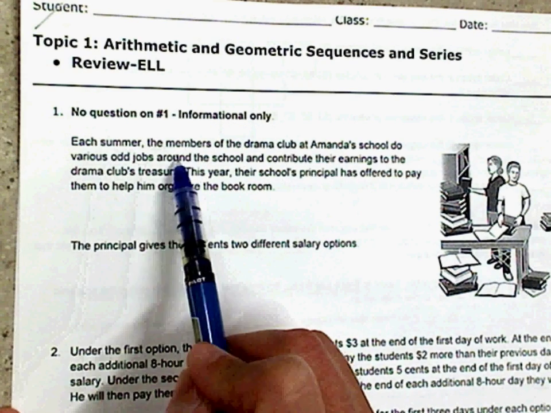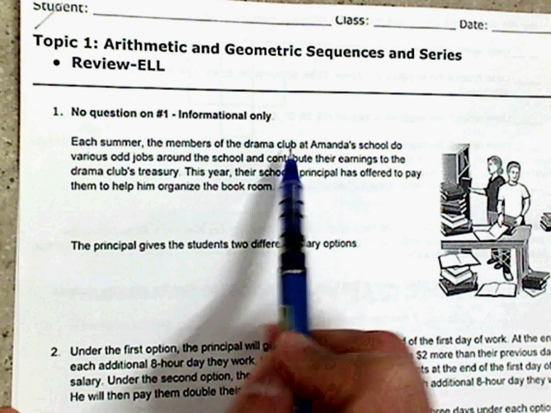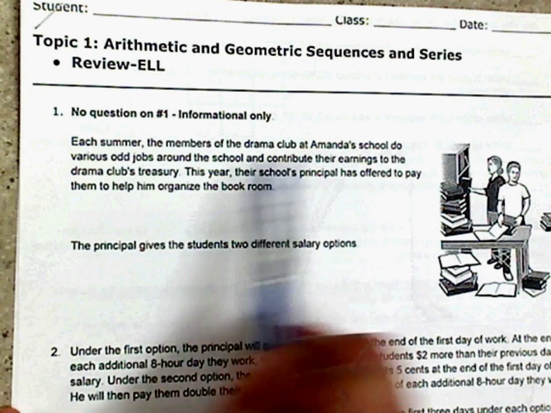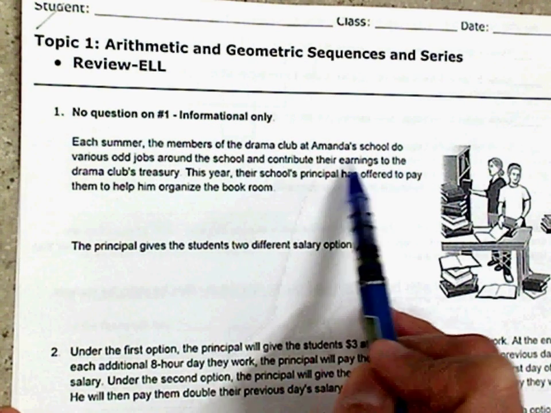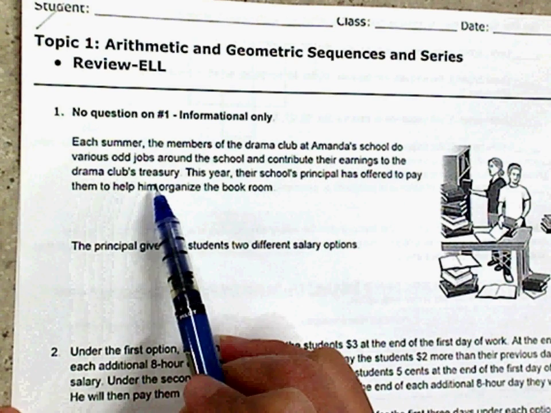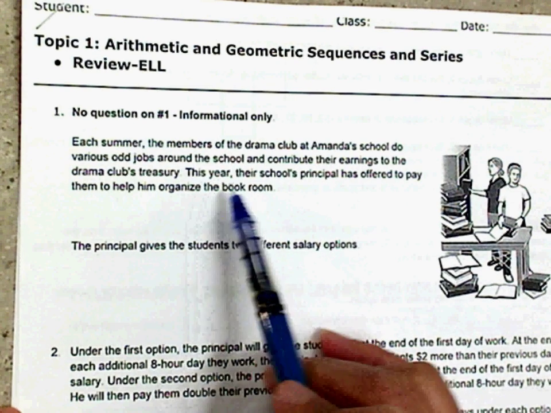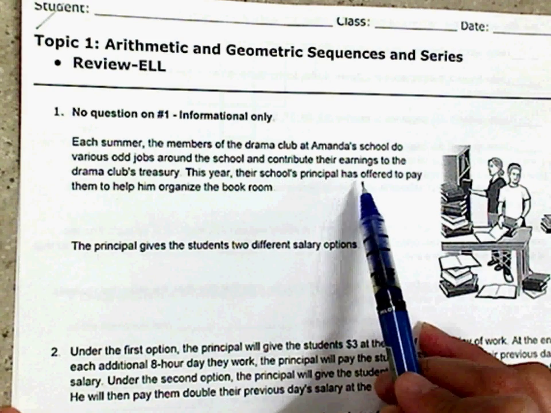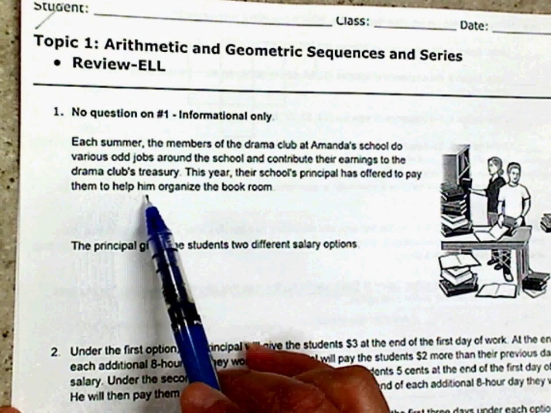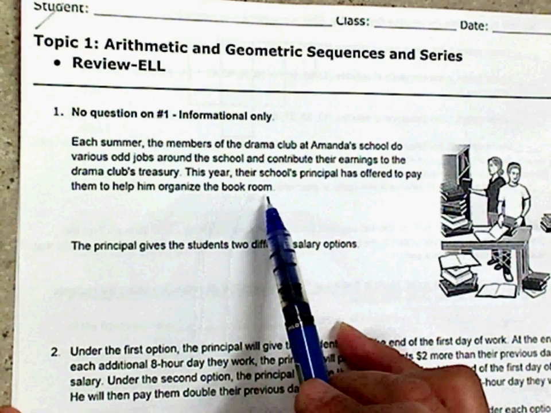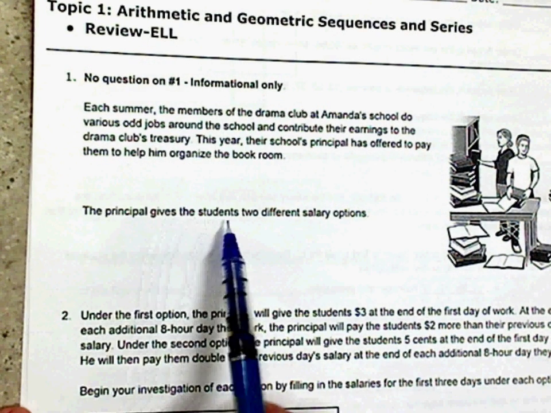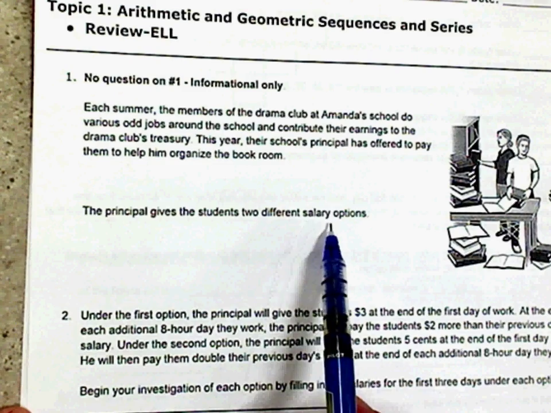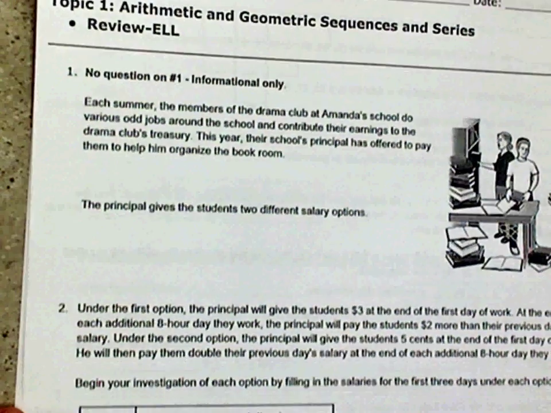Each summer, the members of the drama club at Amanda's school do various odd jobs around the school and contribute their earnings to the drama club's treasury. This year, their school's principal has offered to pay them to help him organize the book room. The principal gives the students 2 different salary options.